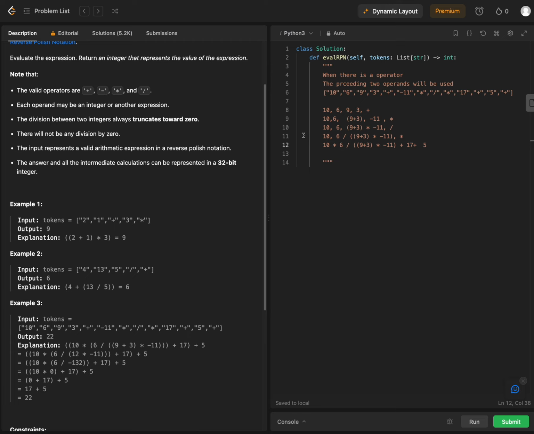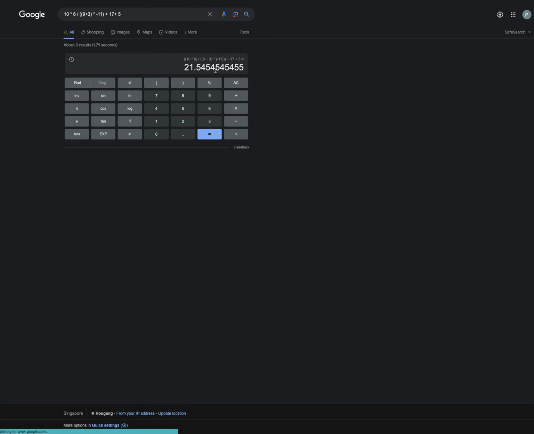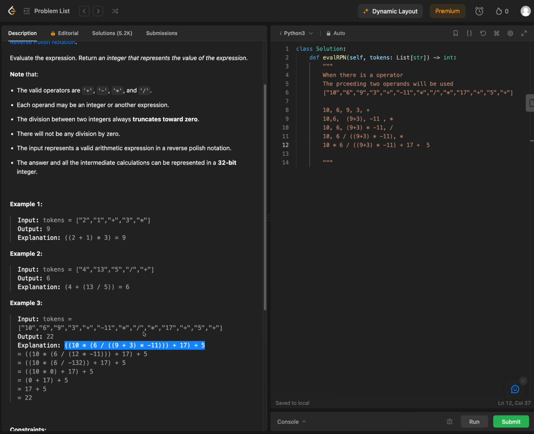Let's check if this is our answer. 10 times 6. Let's see if we got this correct. 21.5. And we rounded it, right? Truncates towards 0. Let's see if I understood this correctly. So this is 10 plus 5 at the end, plus 17 here, right? And then we have our brackets around the entire operation. This on the other hand is 21.5 as well. So I think I got it right.